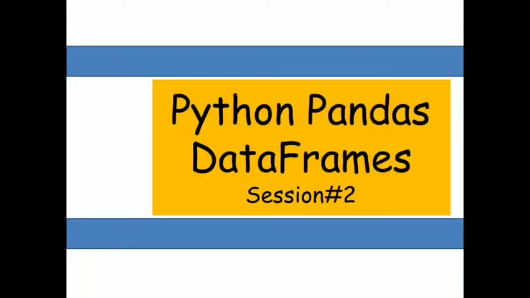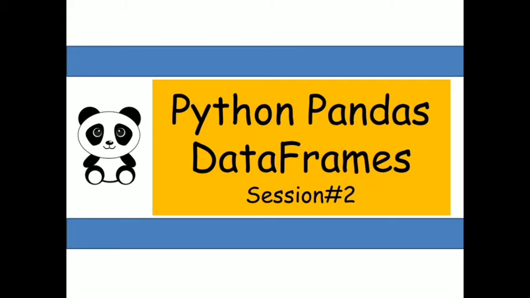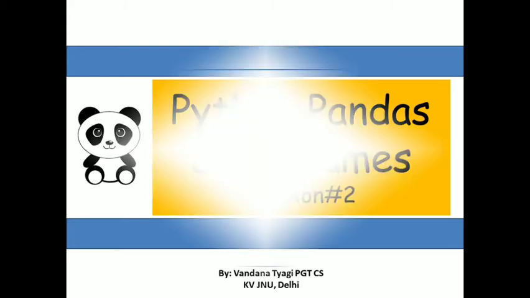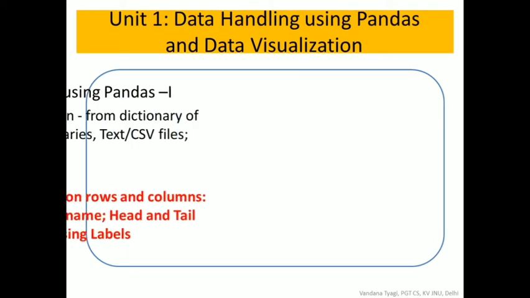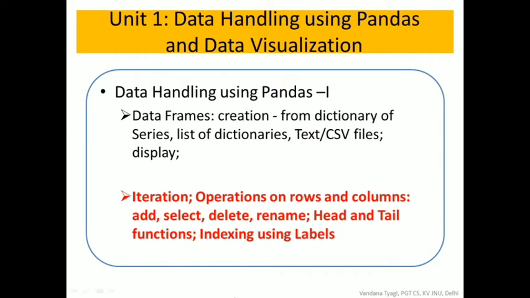Hello everyone, starting with Python Pandas DataFrame session 2. In session 1 we already learned how to create data frames and what the different attributes of data frames are. As per our CBSE curriculum, we are starting with the second section: iteration, operation on rows and columns, add, select, delete or rename rows and columns, head and tail function, and indexing using labels. So today we are covering this topic.